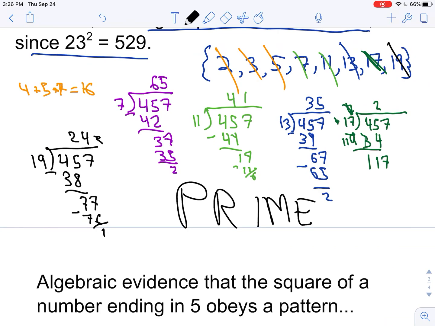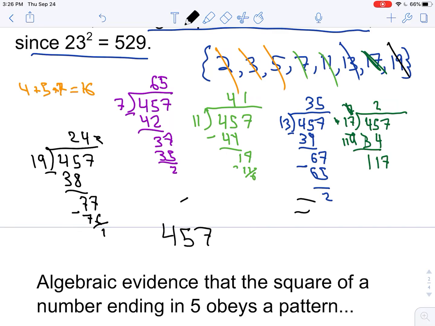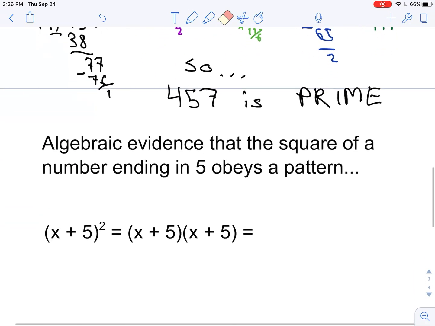Prime. Actually, you know what? Let's say, I'm trying to change my mind on how I'm writing this. I'm going to say we know that 457 is prime. How's that? And we'll just leave it at that.